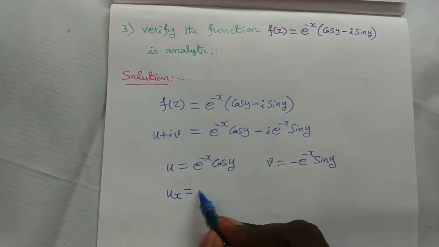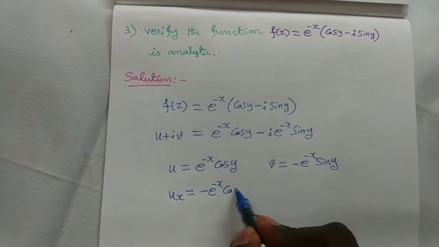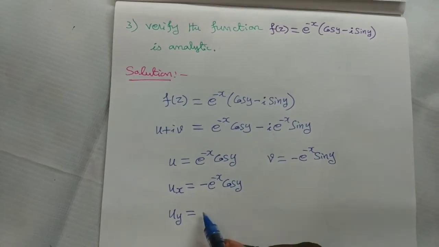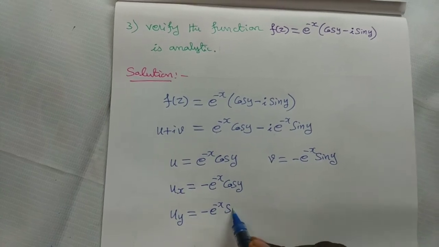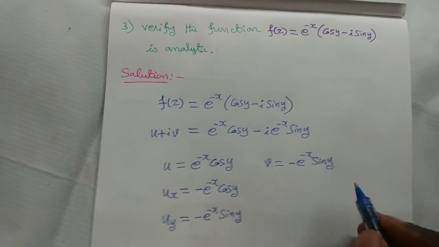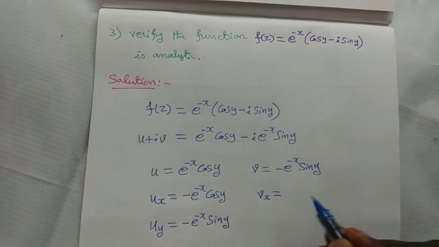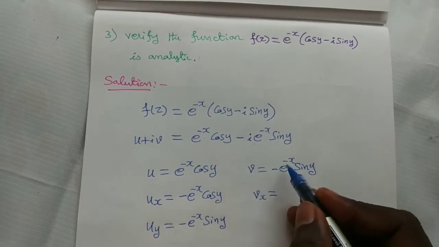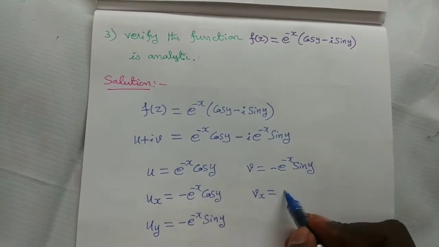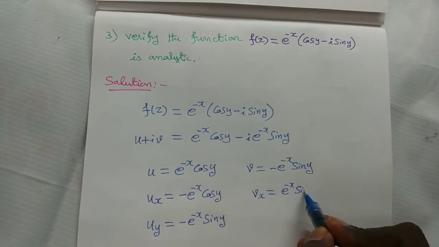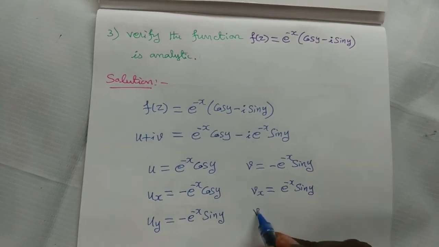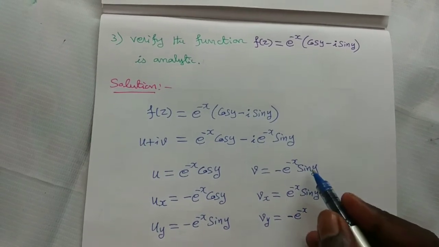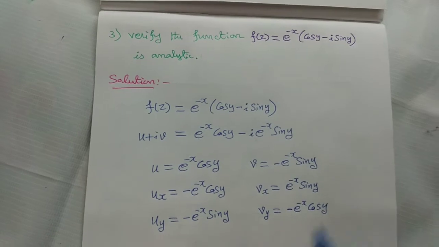e power minus x differential minus e power of minus x into cos y, and uy is cos y differential minus sin y, so minus e power of minus x into sin y. And then from v I want vx, partial derivative with respect to x, so e power minus x differential minus e power of minus x, but already minus of minus plus, so e power minus x into sin y. And then next I want vy, so minus e power of minus x into differential of sin y is cos y. So everything over.